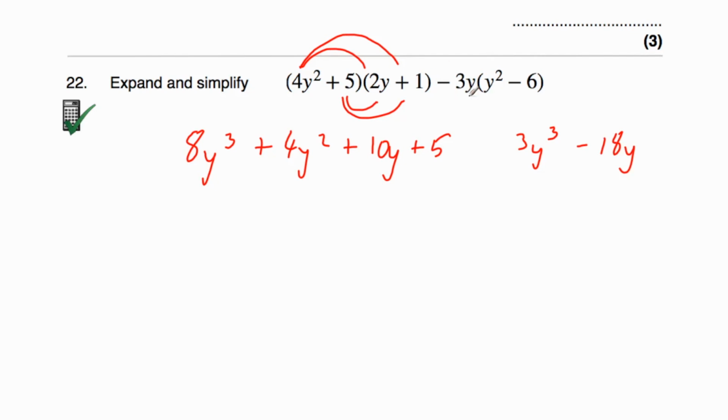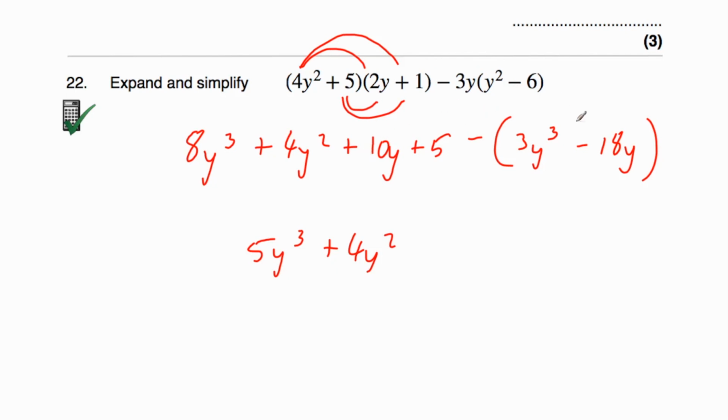Now we're taking away all of that, so take away that and see what we get. So we could do that and we'd get, so we've got 8y cubed plus 4y squared plus 10y plus 5, and we're taking away 3y cubed, so 8y cubed take away 3y cubed is 5y cubed. We've then got our 4y squared. We're not taking anything away from that, so we're just going to have plus 4y squared. We've then got 10y take away minus 18y.